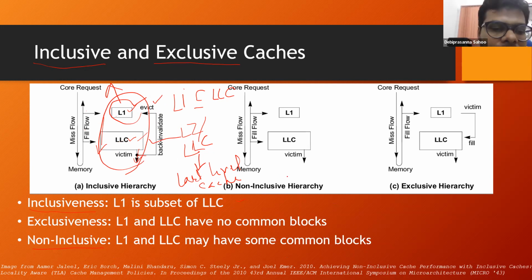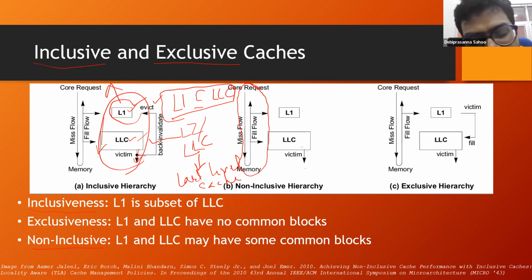In a non-inclusive hierarchy, this back invalidation is relaxed, which means that this property that L1 is a subset of LLC is now removed. We can now have some data which is present in L1 but not in LLC, some data which is present in LLC but not in L1, and some data which is present in both. In that case, the core request path remains the same, whereas the eviction path is changed: when you evict something from the last level cache, you do not send a back invalidation. So this is non-inclusive hierarchy.